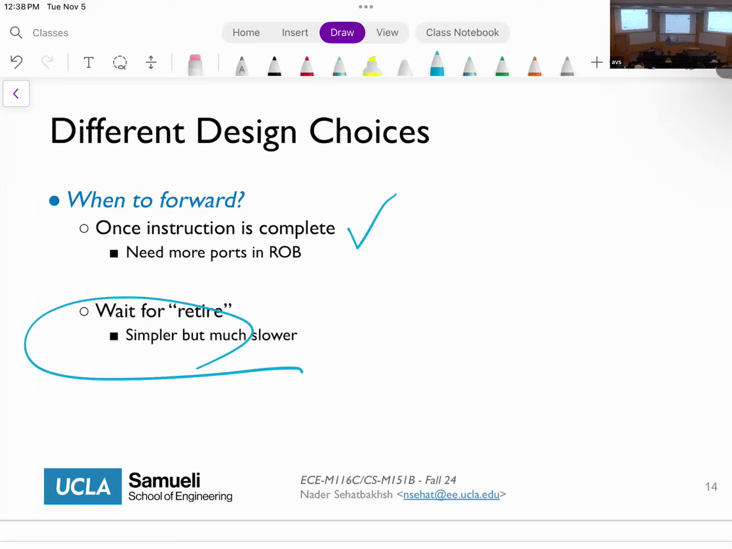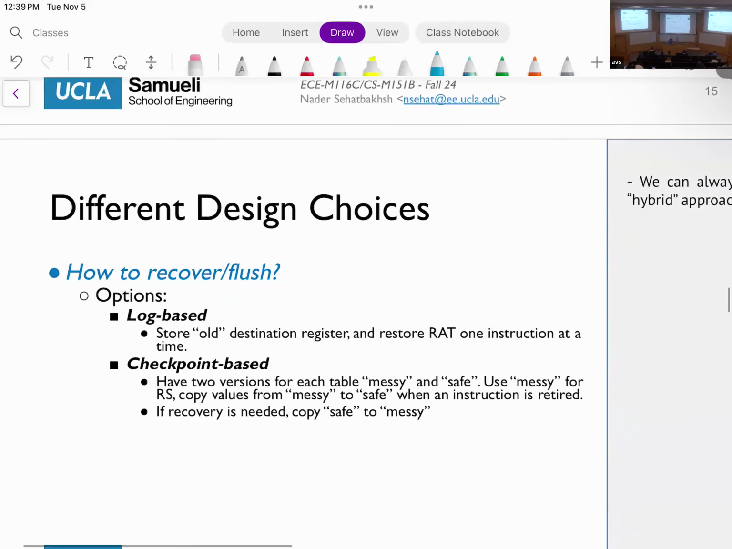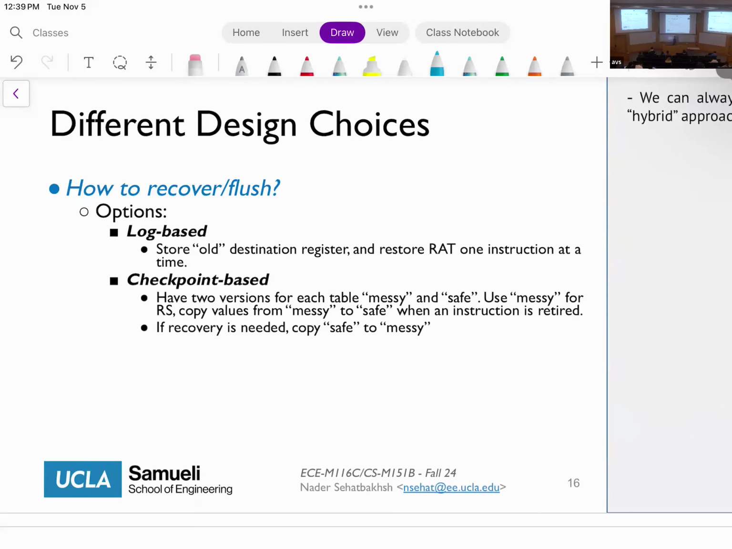But that means that now I need a mechanism for recovering things, okay? How do I do that? I'm going to use this kind of methodology, okay? So either I can do what we call a log-based strategy, or I can do what we call a checkpoint strategy, okay?